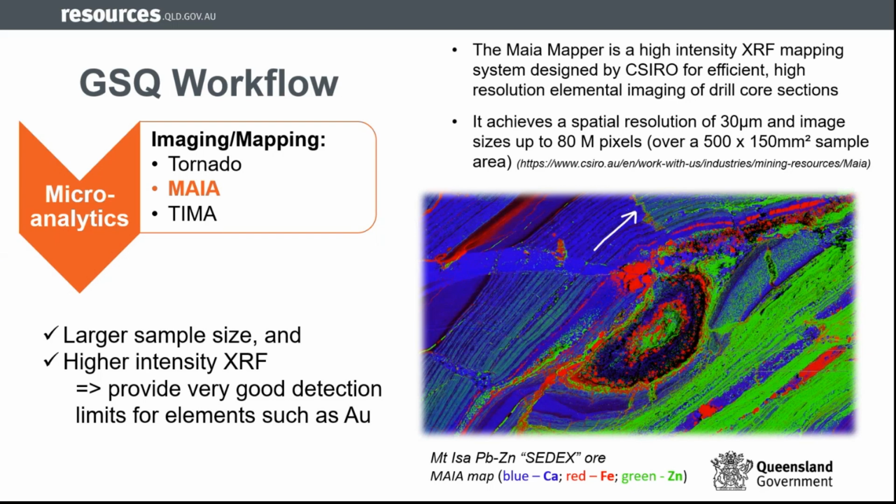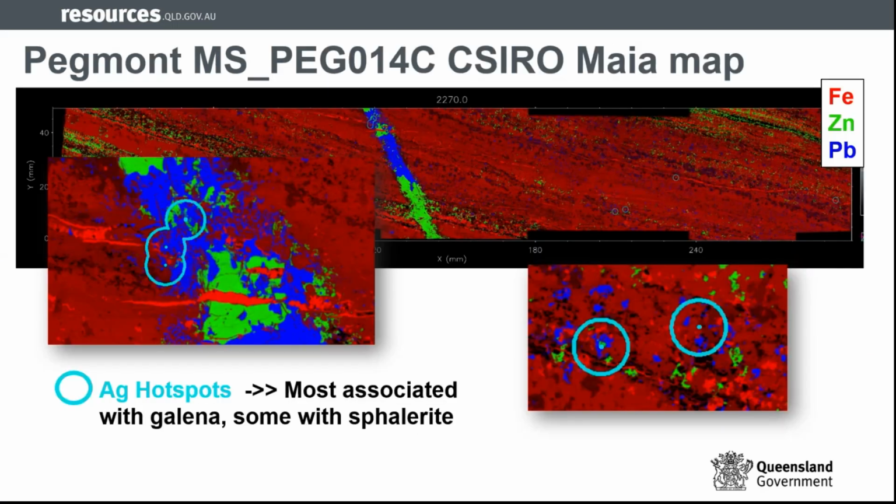As well, this instrument allows us to map much larger samples, up to 30 centimeters, and with this high intensity, it's capable of detecting the tiniest particles and the distribution of elements like gold or silver. And this little example just shows when we ask the question of the distribution of silver, for example in pigment, you can see these light blue circles. These are specks of silver, which are mostly associated with galena, but in some cases sphalerite.